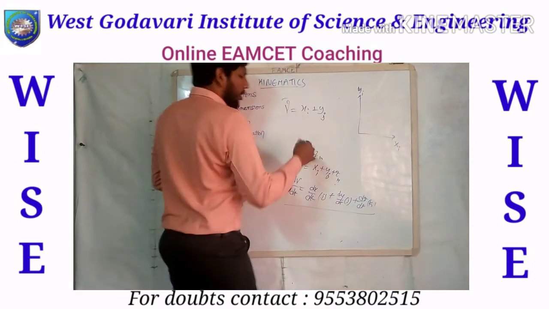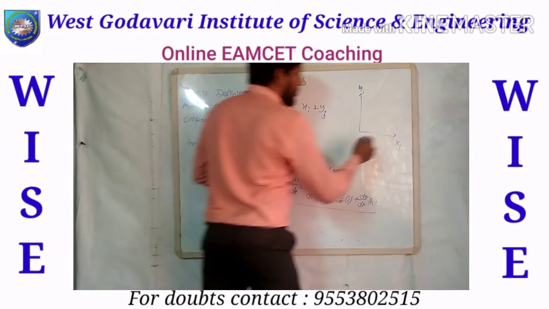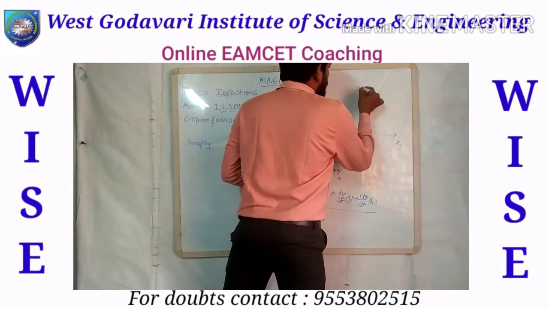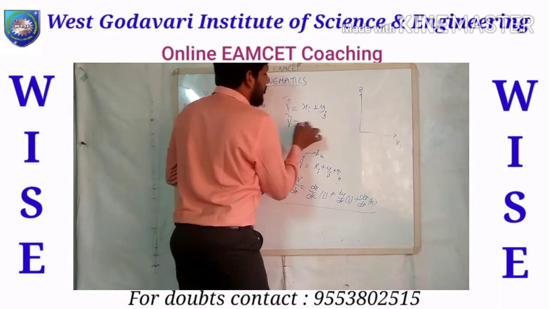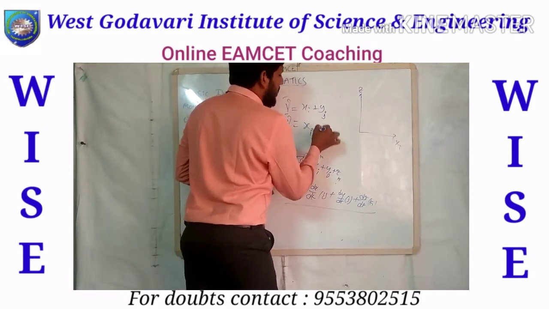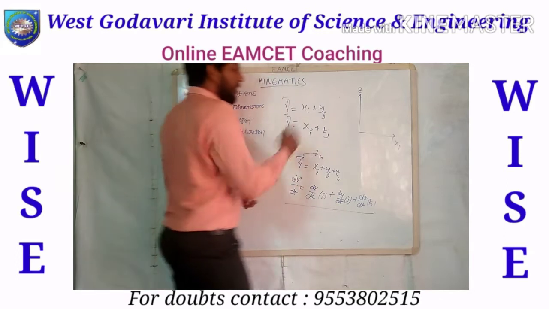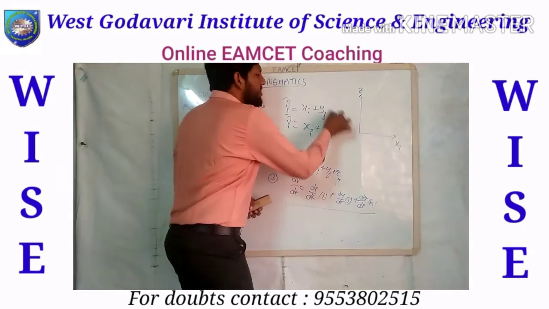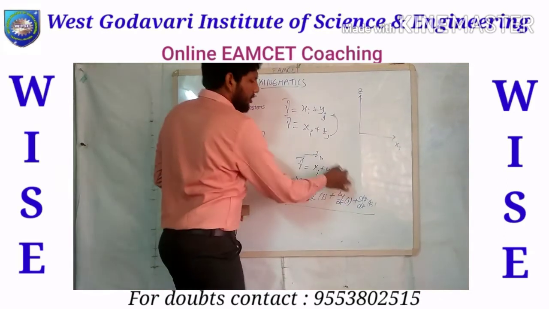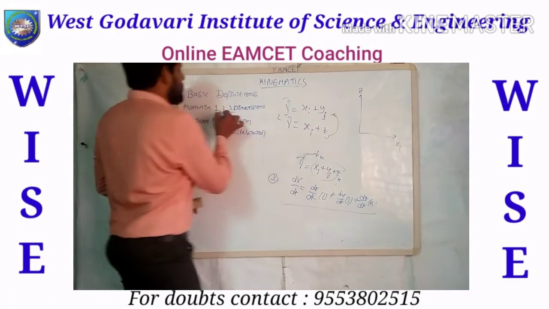If you consider another example, x and z, you can write r bar equal to xi plus zk. You can write yz also, any two of these. That is the 2-dimensional case.